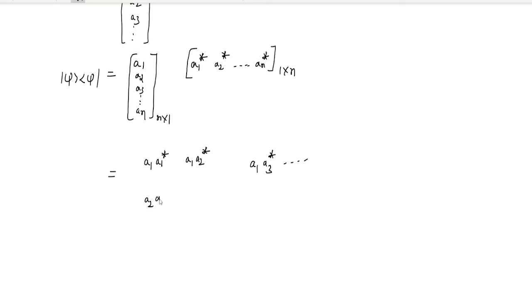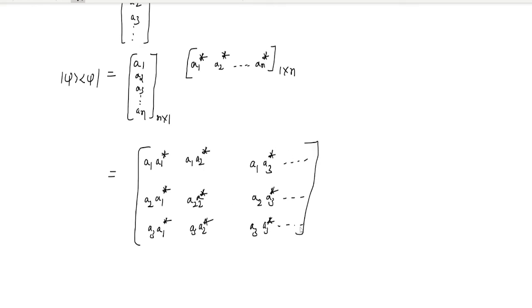A1, A3 complex, and so on. This is A2, A1 complex, A2 complex. Sorry, this one is A2. A2, A3 complex, and so on up to an N by N matrix. This is how we represent the matrix form of the product of two state vectors. This is an N by N matrix.